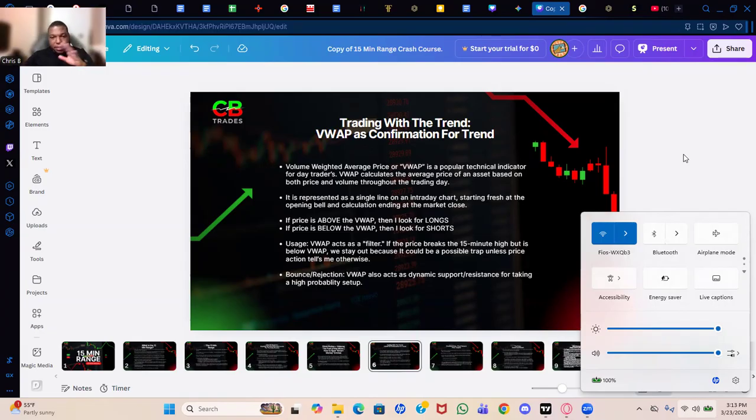So here's what the VWAP is in layman's terms. I'm going to break it down for you guys in the simplest terms possible. The volume weighted average price, or the VWAP as we call it, is a popular technical indicator for day traders. That's all it is. VWAP calculates the average price of an asset based on both price and volume throughout the trading day. It is represented as a single line on the intraday chart.